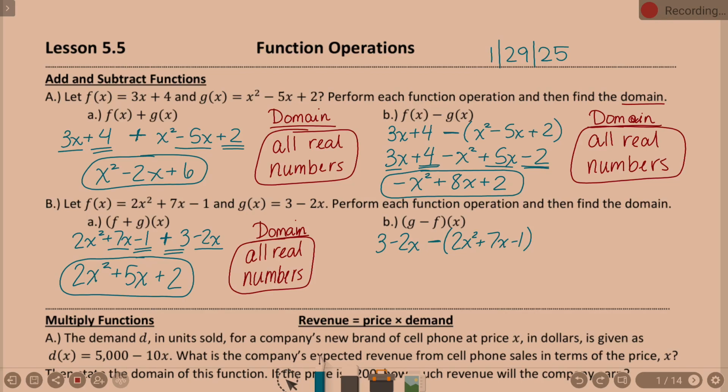Okay? If you feel a desire to go straight to your answer, go for it. Otherwise, I will do a rewrite step. So it's still 3 minus 2x. If I basically distribute the minus sign, it becomes minus 2x squared minus 7x, and minus negative 1 is plus 1. Again, you don't have to write that stuff out. Okay, that's a personal choice. Clean it up. What do we have here?